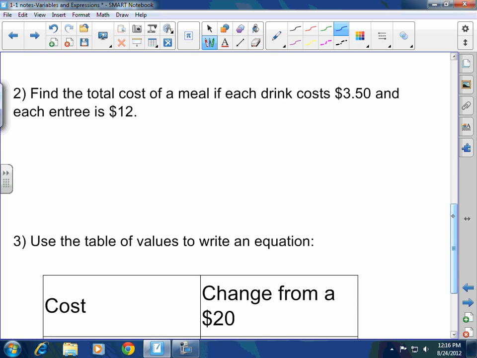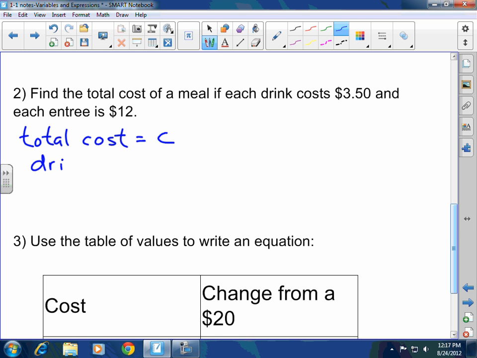Find the total cost of a meal if each drink costs $3.50 and each entree costs $12. Now, in this particular case, again, label, label, label, label. I'm going to call total cost C. Now, you have drinks and you have entrees. Can you label those with the same variable? No, thank you. Thank you, thank you, thank you.